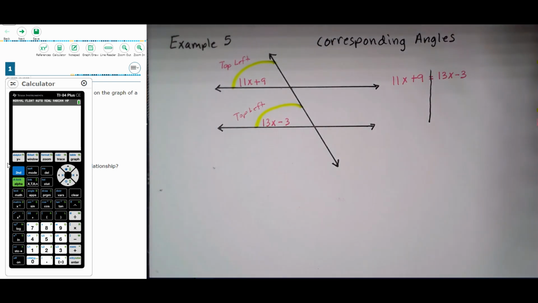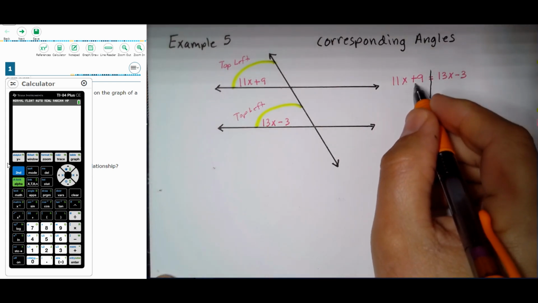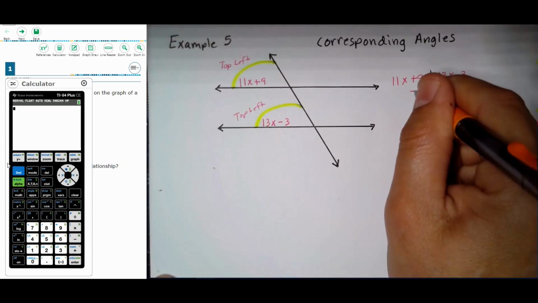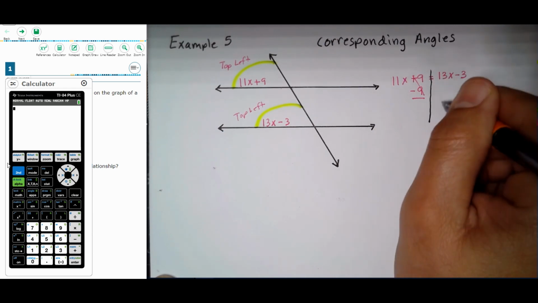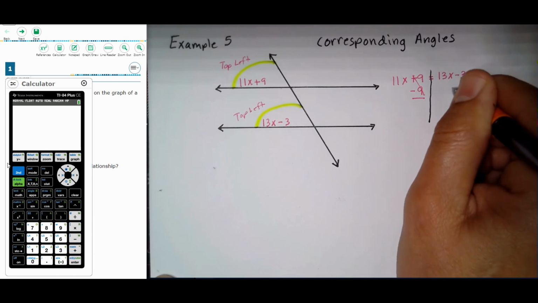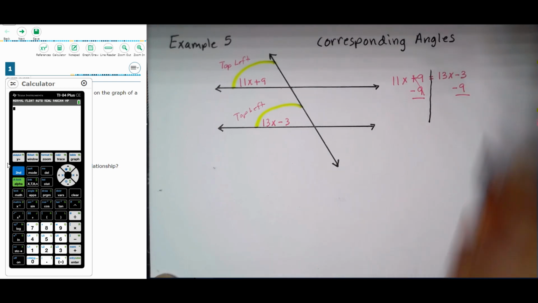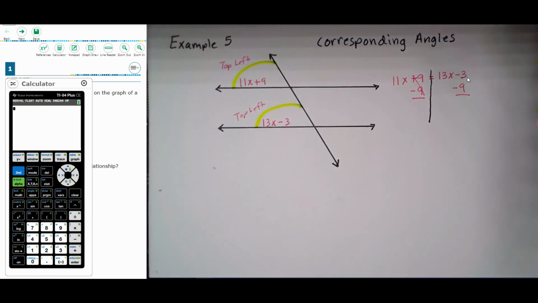As always, I'm going to start with the constant. I'm going to move my constant to the right side of the equation, so I'm going to subtract 9 because that's adding 9 right there. That leaves me with 0 on the left, and then I subtract 9 on the right. Over here we just have negative 3 plus negative 9, and that gives me negative 12.